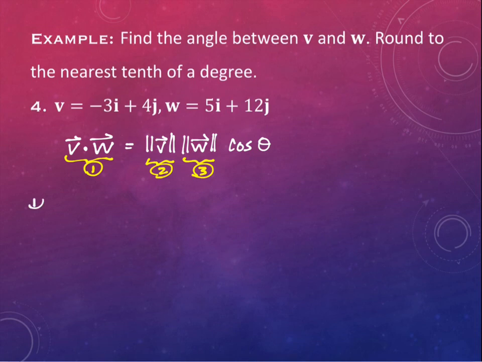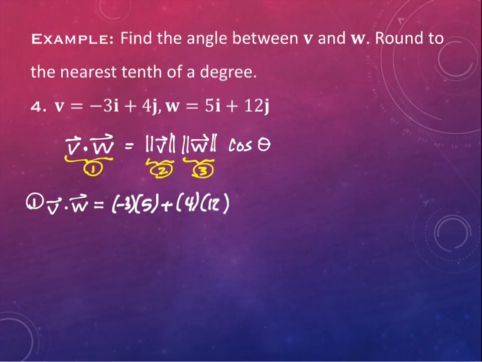All right, so the first thing I'm going to do, number 1, is v dot w. That's what this section's been about. So what will I be multiplying when I do v dot w? What will this step look like? Somebody just tell me the numbers. Let's go. -3 times 5 plus 4 times 12. Everybody good with that? You're welcome to grab a calculator at that point. So what will this give us? 33. Okay, that's the first step.